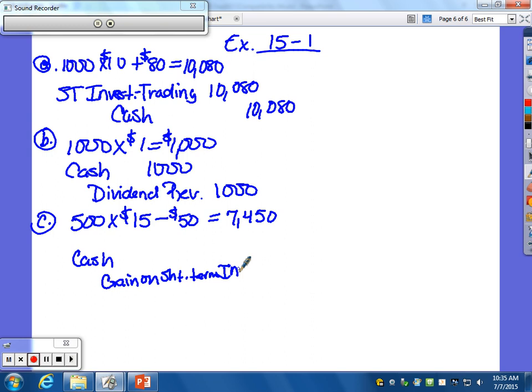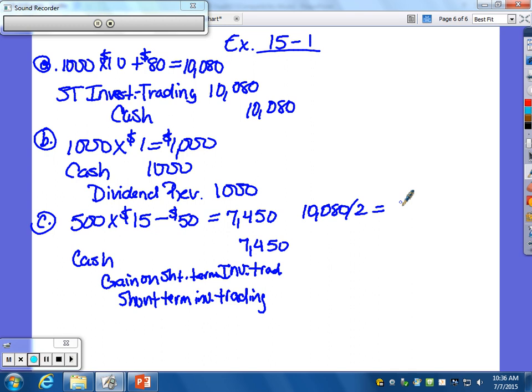And then also credit short-term investment trading. How much cash did we receive? $7,450. How much was that short-term trading worth for 500 shares? Remember, 500 shares is half of 1,000, correct? Yes. So $10,080 divided by 2 is $5,040. So that's how much those short-term investments were worth, which means that you're going to recognize a gain of how much? $2,410.